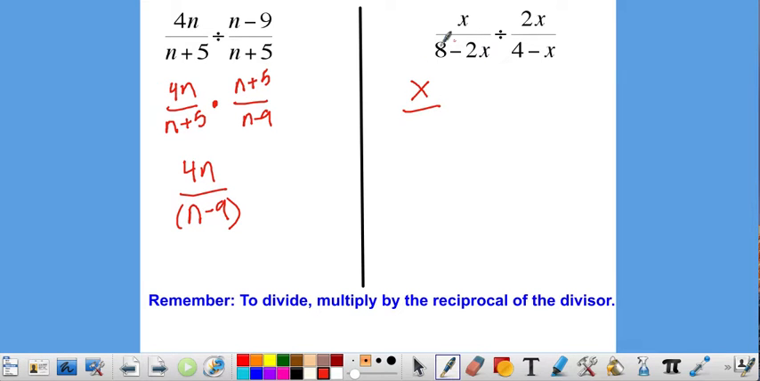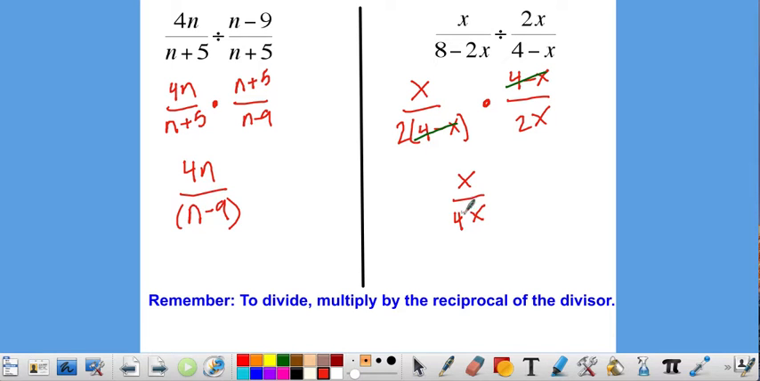x over, I'm going to go ahead and factor down there, factor out a 2. 4 minus x. And then we're going to multiply by the reciprocal, which is 4 minus x over 2x. We're going to notice that we have a 4 minus x that cancels. So then we have x over 4x.